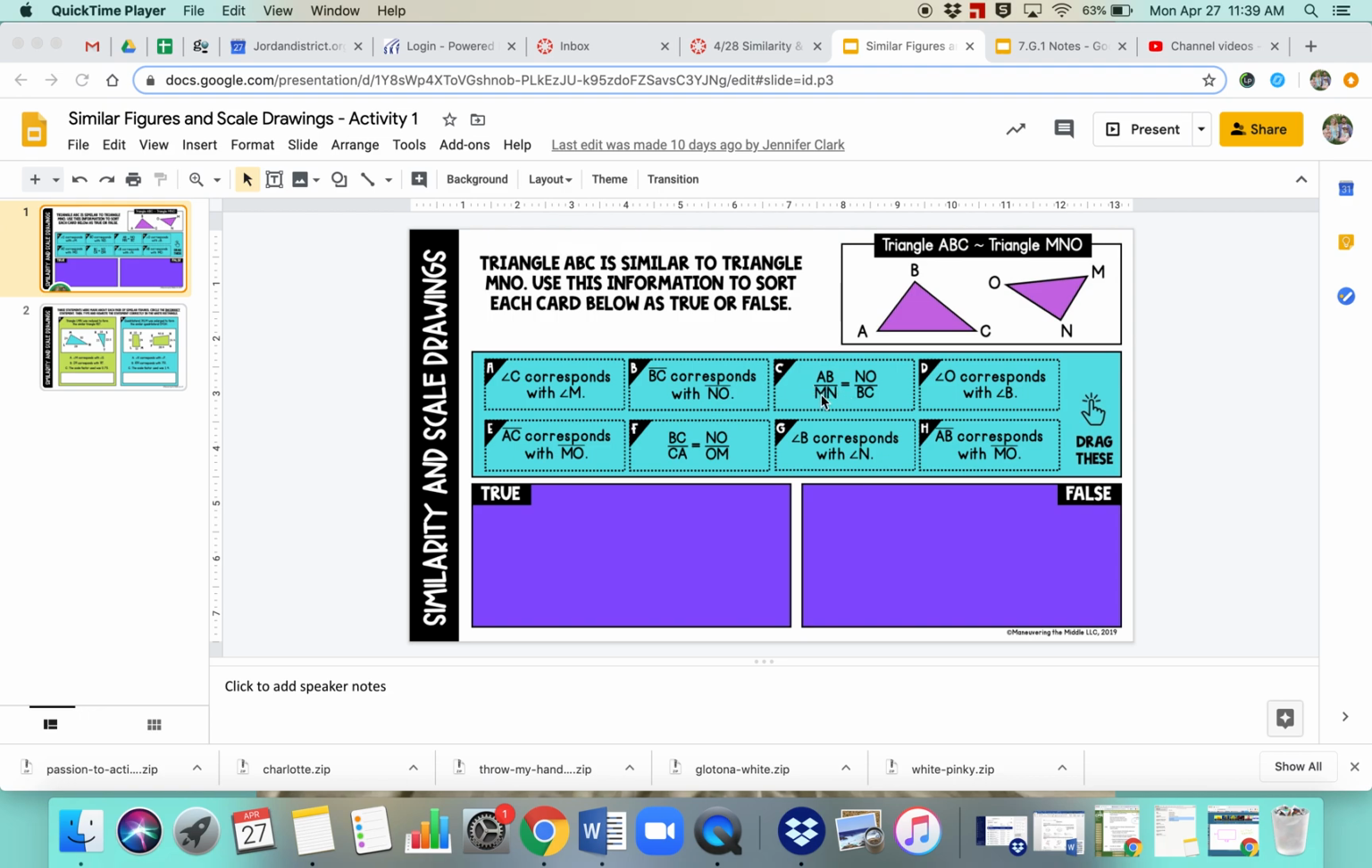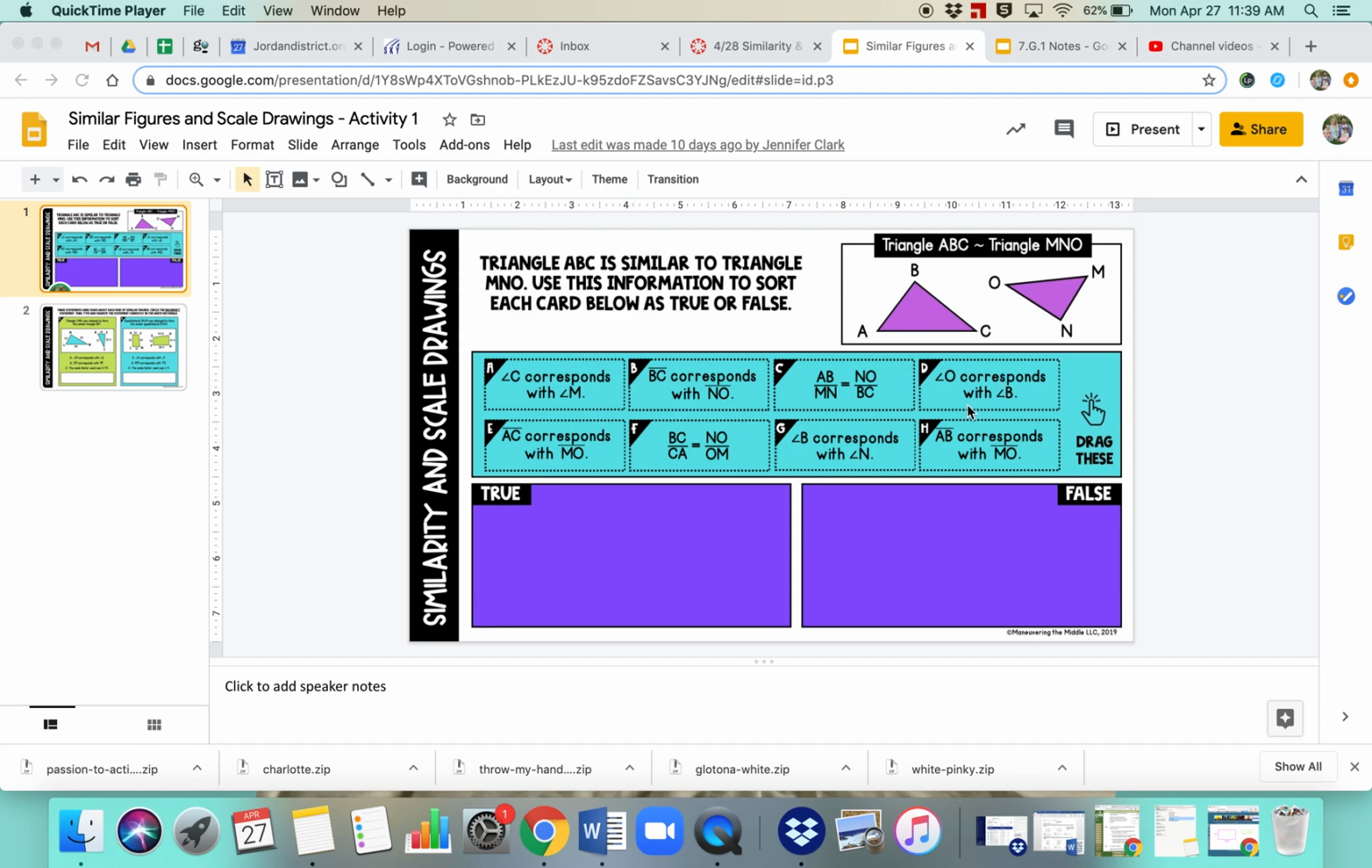AB over MN equals NO over BC. So if we were to take line AB and divide it by MN, do those correspond? Yep, AB and MN. It's the same factor as NO to BC. Yep, NO, BC. Since these are both corresponding scales, that is a true.